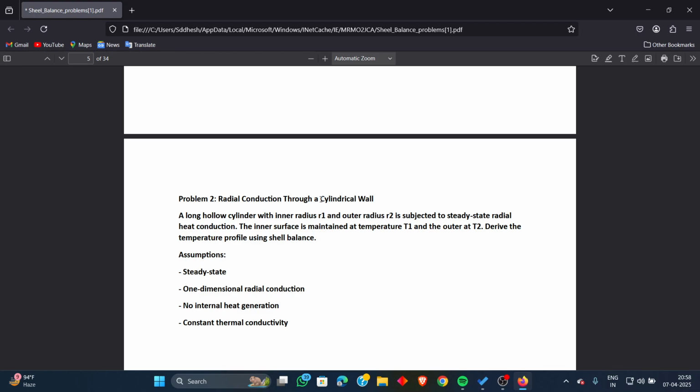This is a very good question. Let's go over the assumptions right now: steady state, one-dimensional radial conduction, no internal heat generation, constant thermal conductivity. All the assumptions and questions are very nicely explained.